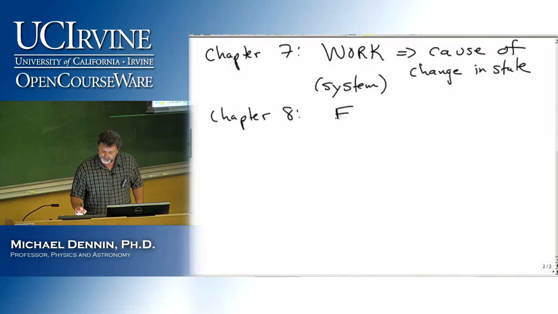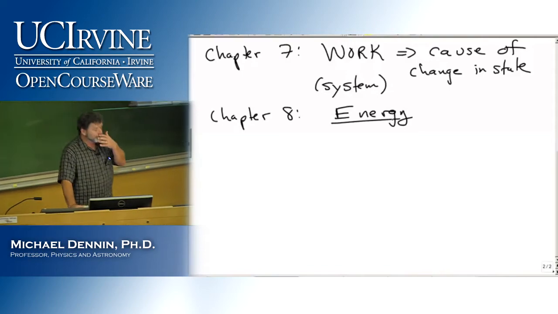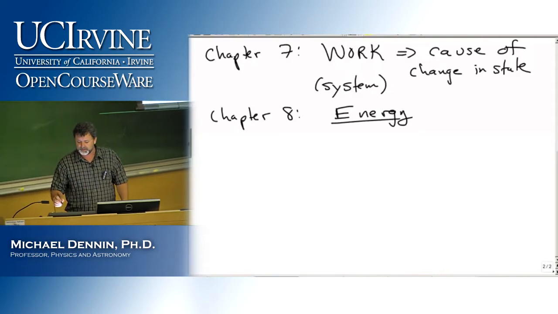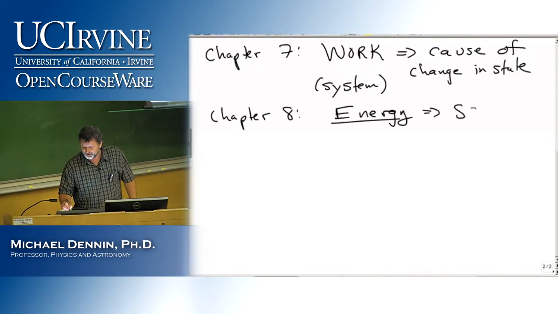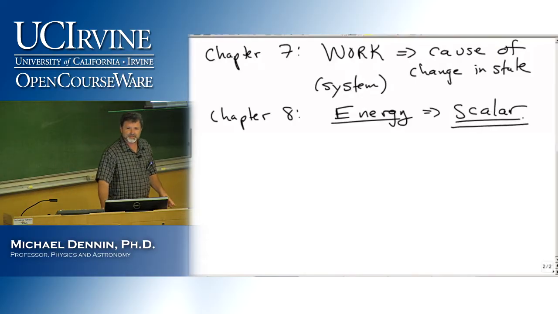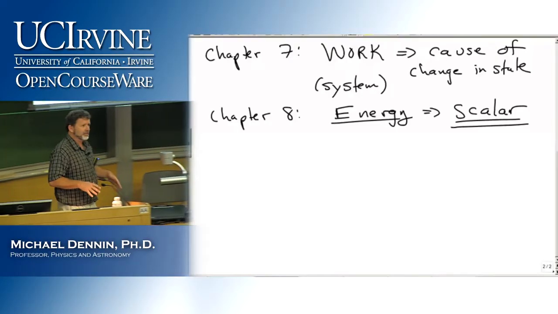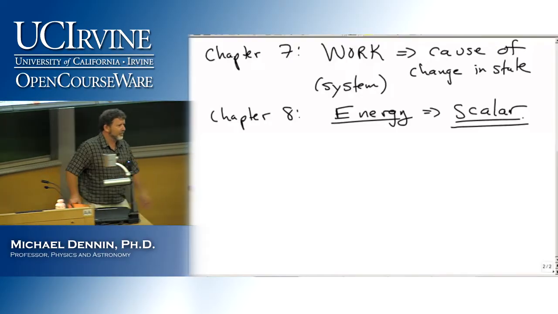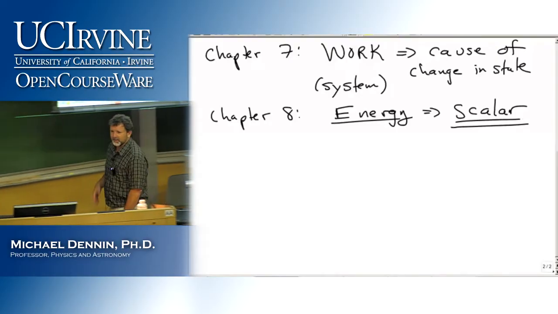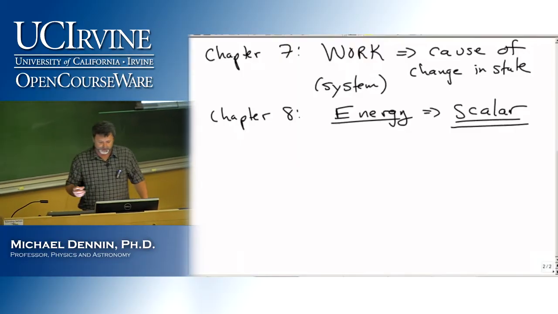And the focus of Chapter 8 is energy. And we're going to learn all different types of energy, which basically describes the state of the system. And the great thing about energy is it is a scalar, so it does not have a direction. And you should be excited by that, because usually what you get wrong is the direction, or you forget to use the direction. And not having to deal with direction is a great thing.